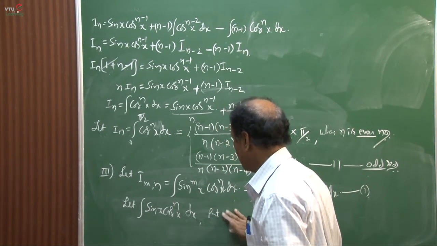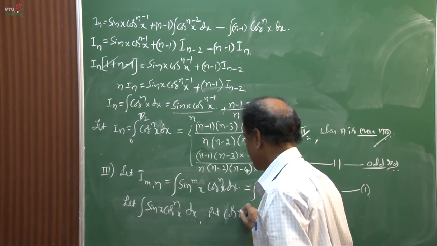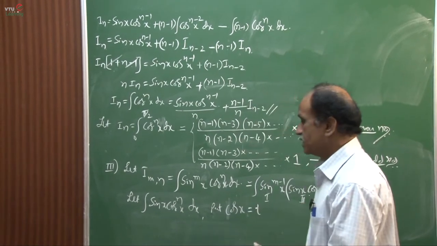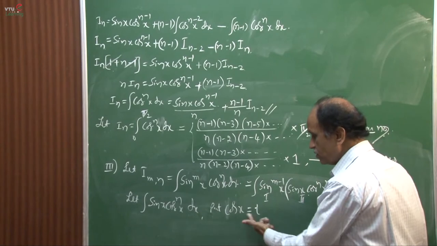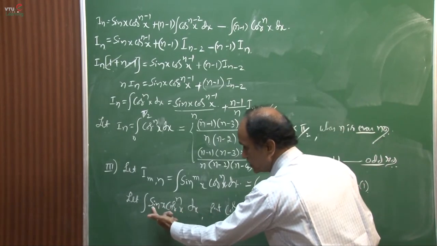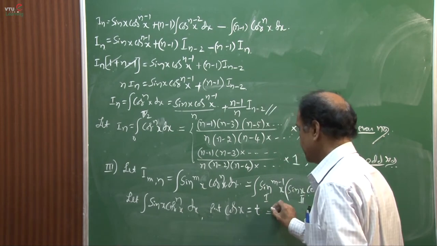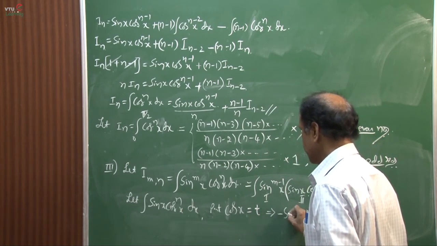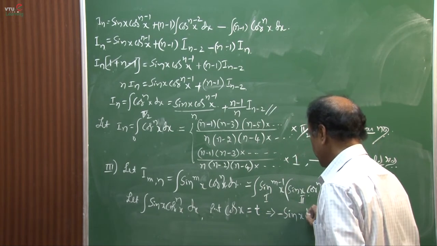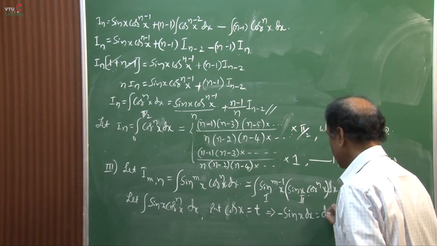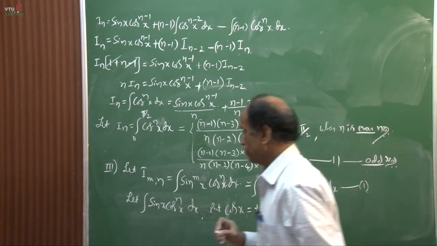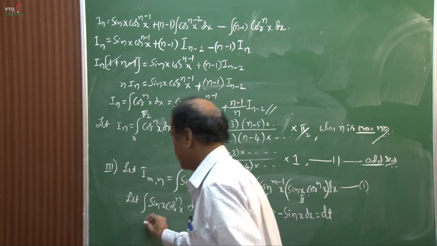Put cos x equal to t. What is the advantage you get? Cos x equal to t means, on differentiation, the derivative of cos is minus sin, so minus sin x dx is equal to dt. You can substitute. This implies minus sin x dx equals dt. Then what is this value?